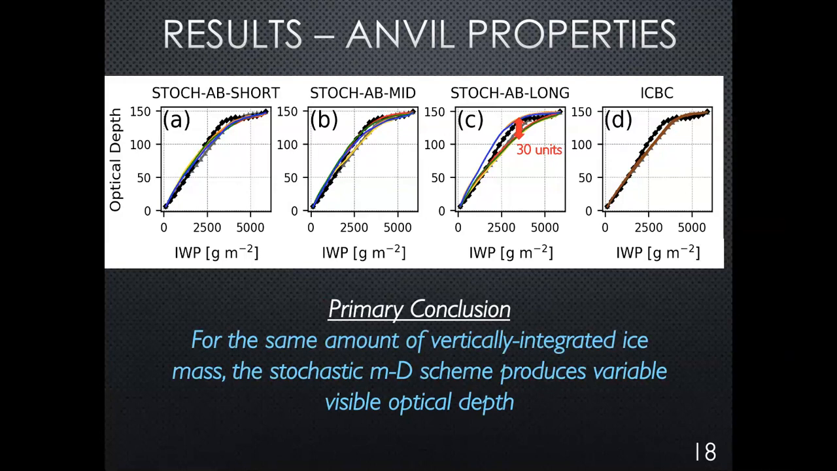And while I'm not going to show this here, we did do some calculations on the cloud radiative effect that results from this, and it generally leads to differences in average cloud radiative effect through the anvil columns of a few decades of watts per meter squared.